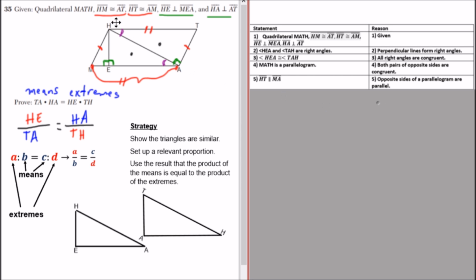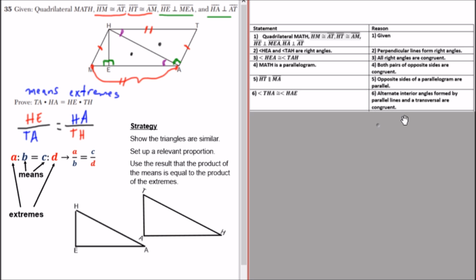Now we could finally establish these last pair of angles as congruent. So angle THA is congruent to angle HAE. These two angles are congruent because alternate interior angles formed by parallel lines and a transversal are congruent. So now we've just established enough to show that these two triangles here are similar triangles. So in the next statement, we could say that triangle THA is similar to triangle HAE. And see how we're writing the letters in corresponding order. That's important. And the reason is angle-angle similarity here.